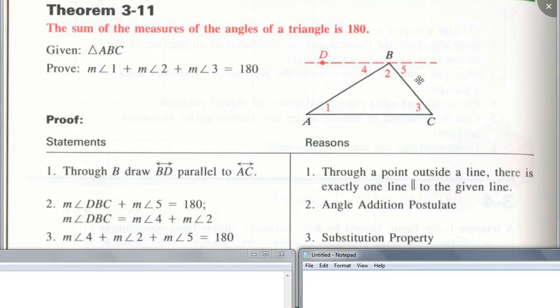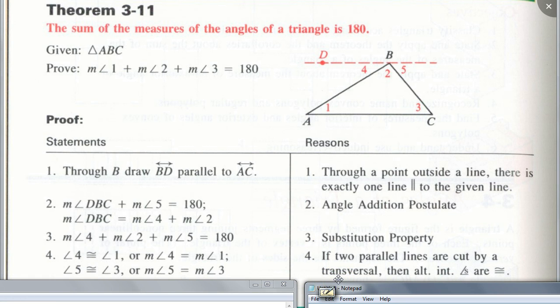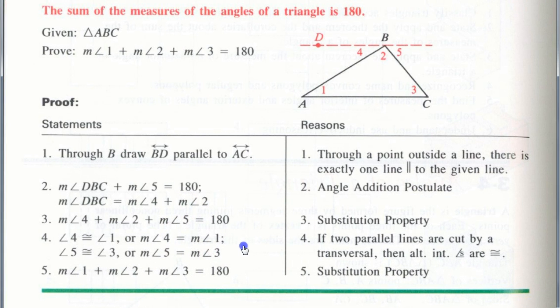Yeah, exactly. Then alternate interior angles are... Exactly. Do you see this? Does that make sense? Now we're ready to substitute. In place of angle 5, in place of angle 4, what are you going to plug in? Angle 1. And instead of angle 5, what do we need to plug in? Angle 3. And there it is.